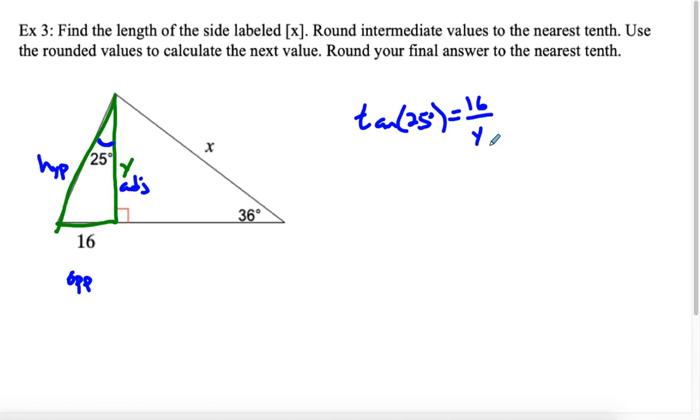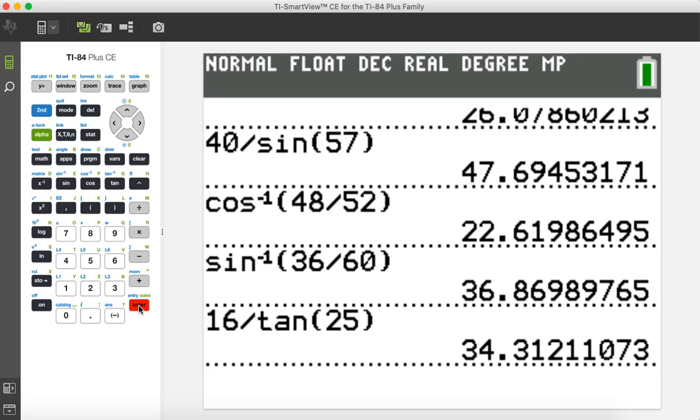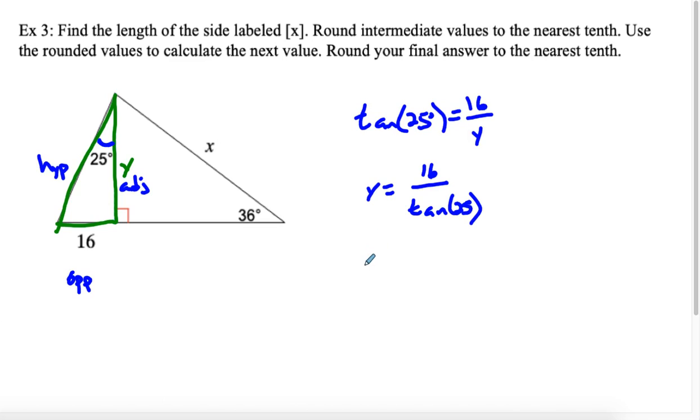Again, this would be a two-step process. Multiply both sides by y, and then divide both sides by the tangent of 25. I'm not going to write out all the work. I'm just going to go ahead and skip to writing this. And we can put that in the calculator. 16 divided by the tangent of 25. And we'll get 34.3. Now remember, the directions said round your intermediate steps. So 34.3 is what we would get here.